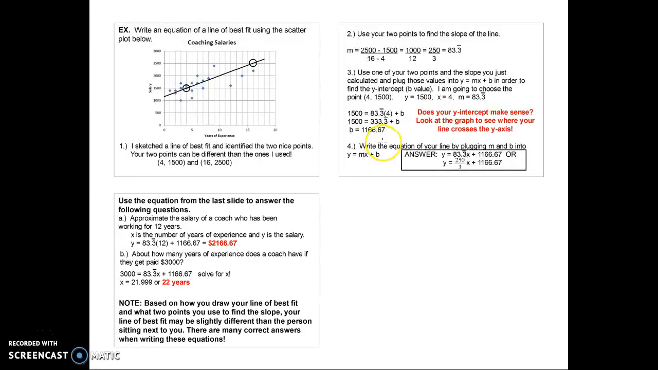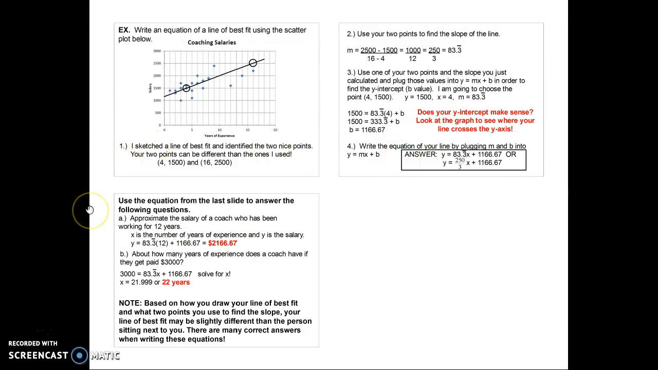Now, step 4 then is to just write the equation of the line, which really isn't a step. It's just taking those 2 pieces that you just found and plugging them back in. So we want to put them into y equals mx plus b form. Well, our slope was 83.3, so that's my m, and I plug in my b value. Either one of these answers is correct. If you wanted to go back and use the fraction slope, you could, or you can leave it as the decimal form for your final answer.